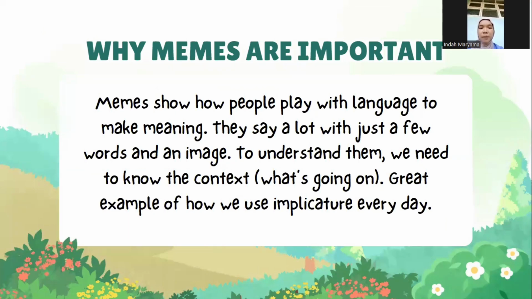So, why are memes important? Memes show us how creative people can be with language. They use just a little text and one picture to say a lot, and that is powerful communication. To understand memes, you need to know what's going on, the social setting, or the culture behind them. Memes are a great way to see how implicature works in real life situations. Slide please.